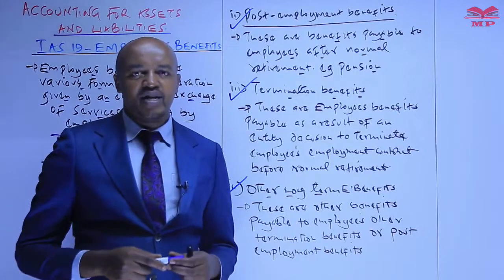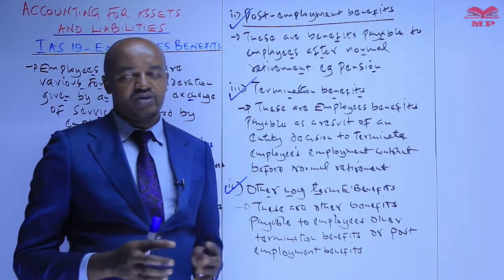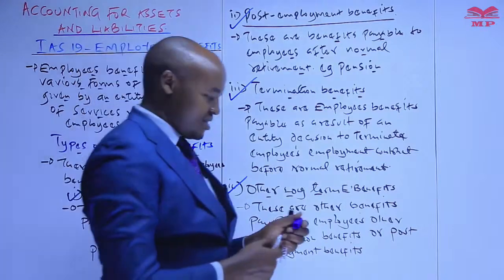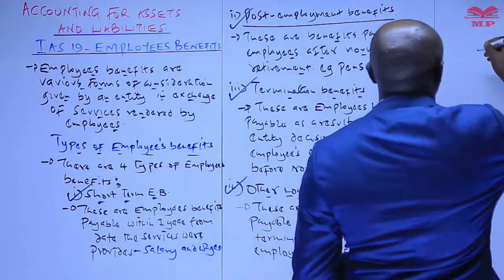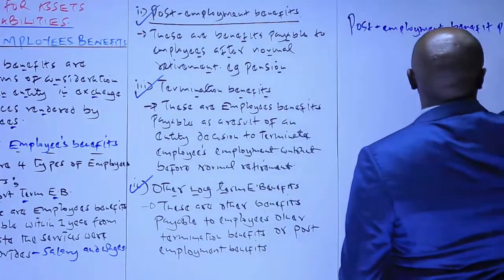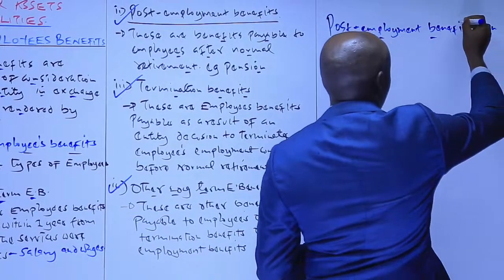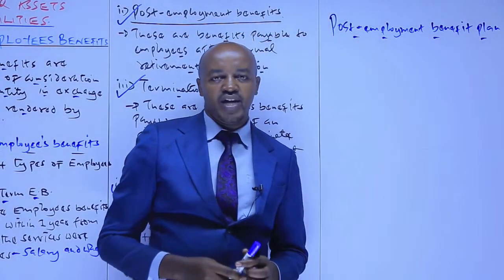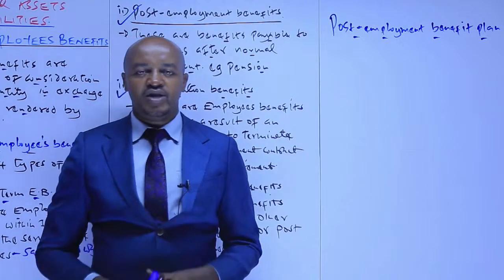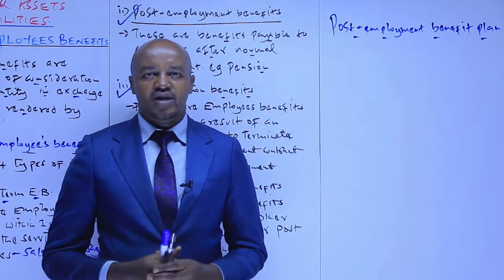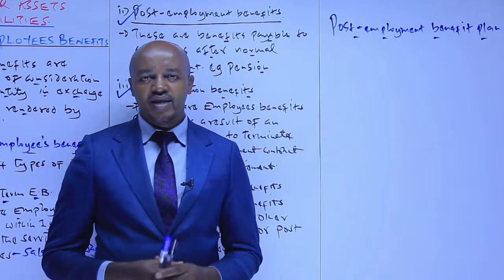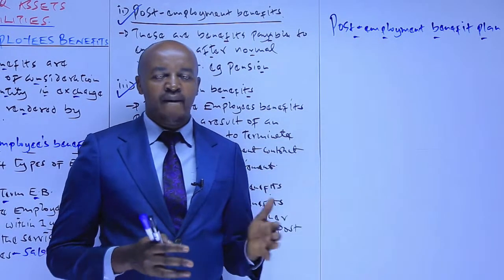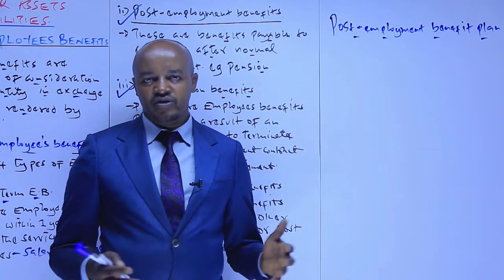So then from there we can proceed and look at something else which is known as the post-employment benefit plan. When we talk about a post-employment benefit plan, this refers to any form of arrangement or agreement between the company and the employees, that the employees will be entitled to a pension once the employees proceed for normal retirement.